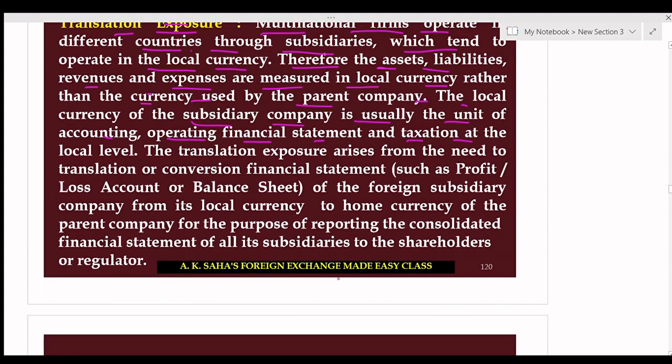Translation exposure arises from the need for translation or conversion of financial statements, such as the profit and loss account or balance sheet, of the foreign subsidiary company from its local currency to the home currency of the parent company, for the purpose of reporting the consolidated financial statements of all its subsidiaries to the shareholders or regulator.